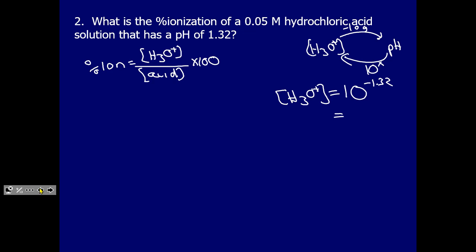That's not that tiny of a number. It'll likely give you a 0 point something, something, something. What are we getting out of this? Sarah, what do you got? 0.0479. Yep, that's good. 0.0479 moles per liter.